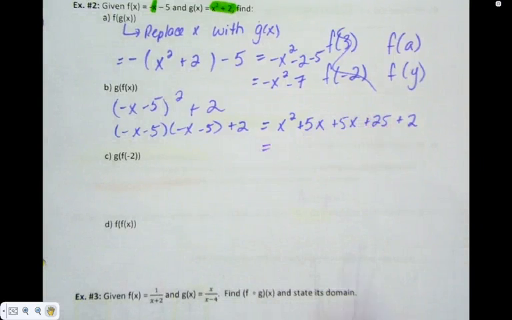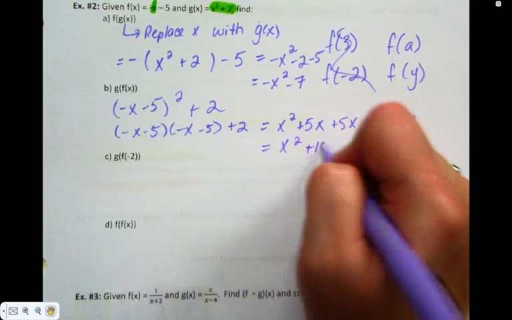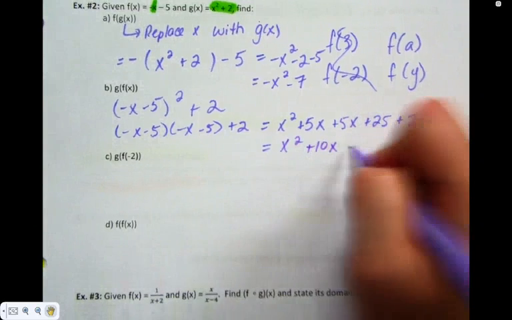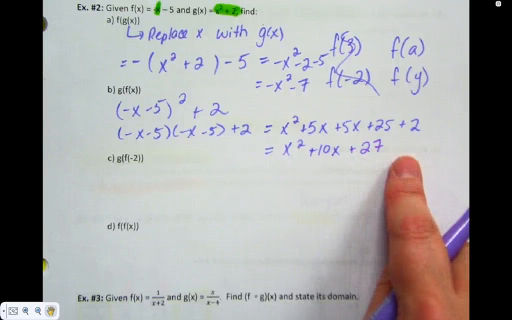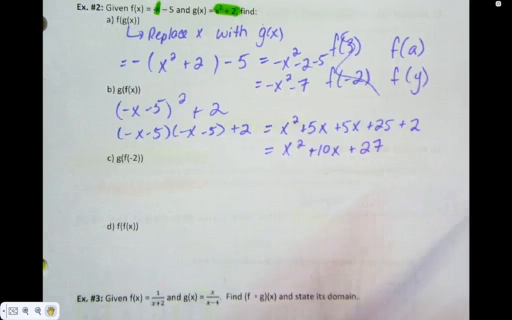Now just collecting like terms, x squared plus 10x plus 27. Make a note, that's called explicit, which means the same as simplified.